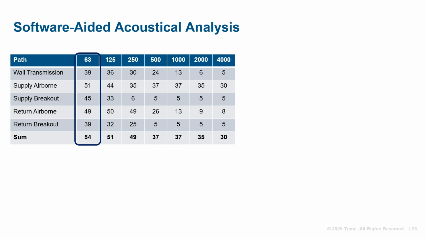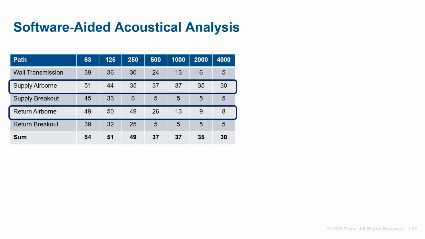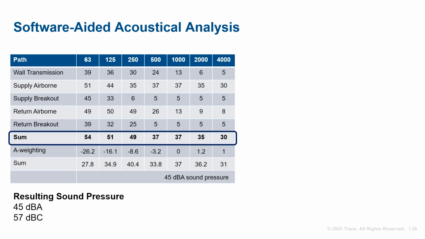So, in the 63 Hz band, the logarithmic sum of 39, 51, 45, 49, and 39 is 54 decibels. We can quickly see which path is dominant or which octave band is causing the highest sound pressure. Looking at the data, both the supply and return airborne paths are dominant. The octave band sound pressure in the sum row can be A and C weighted, with the results being 45 dBA and 57 dBC. I've included those examples in your handouts.